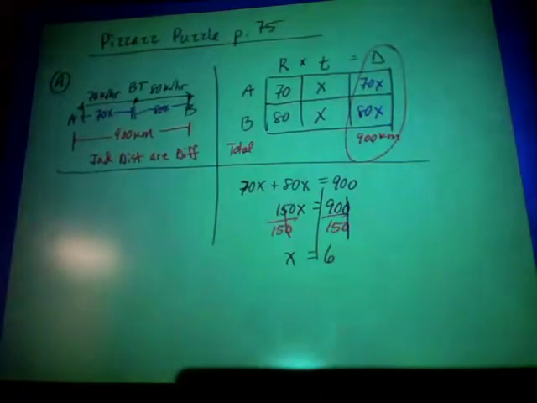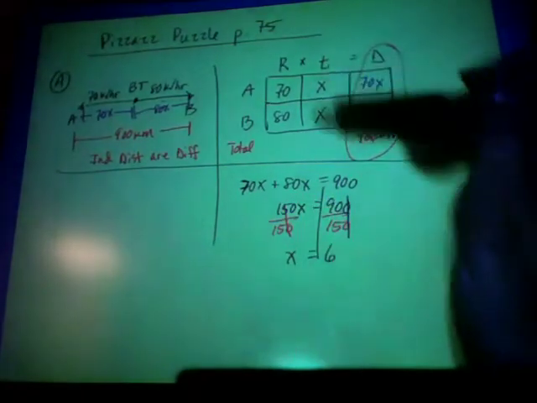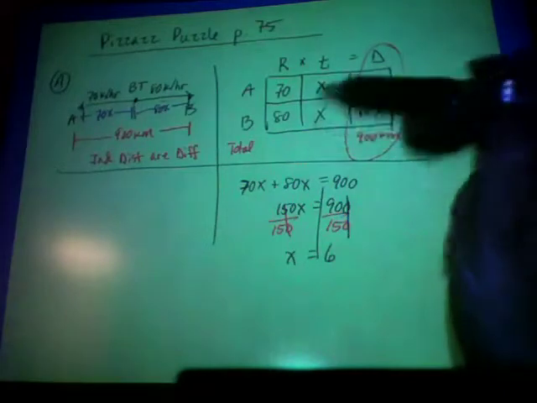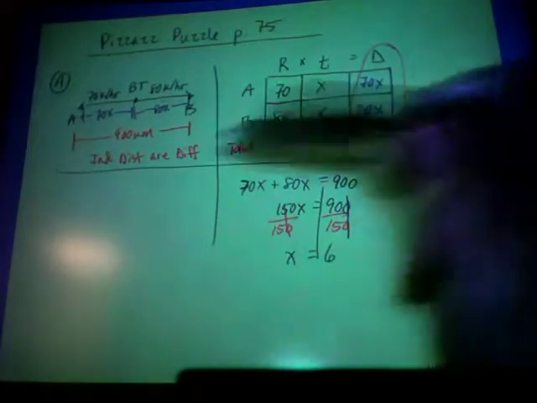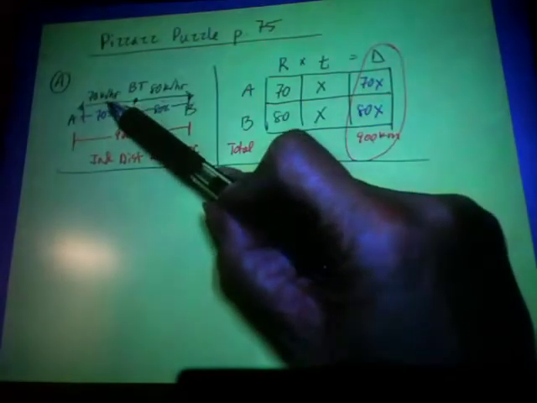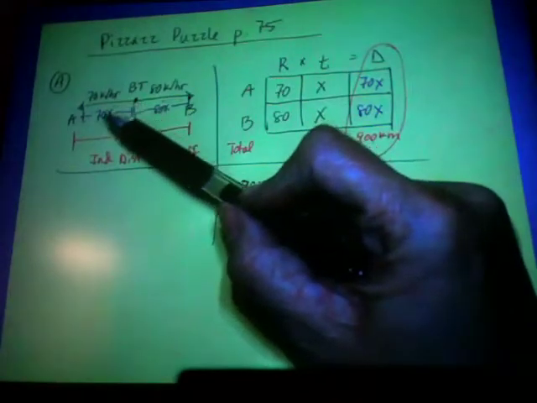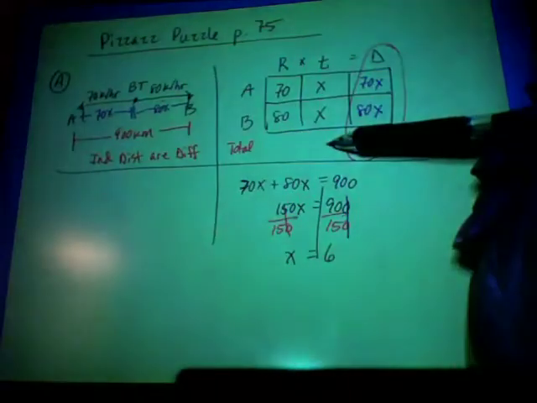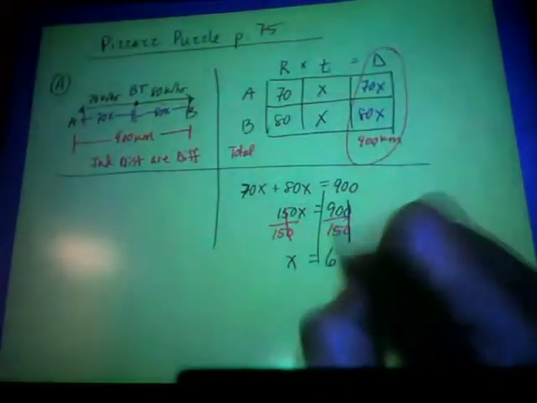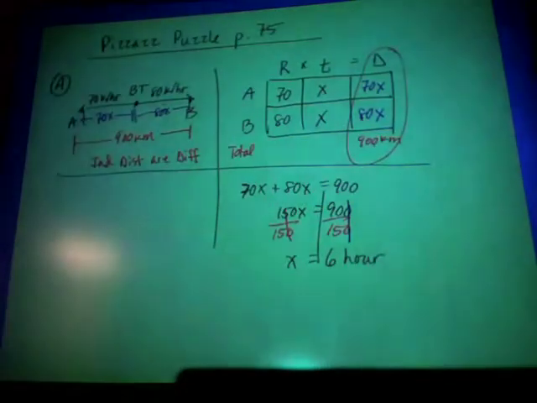What unit of measure is attached to x? Go back to your table. What does x represent? Time. So what unit of measure? Because your rate is in kilometers per hour, right? If your rate were kilometers per minute, would your time be in minutes? But because it's kilometers per hour, you need to put hours there.